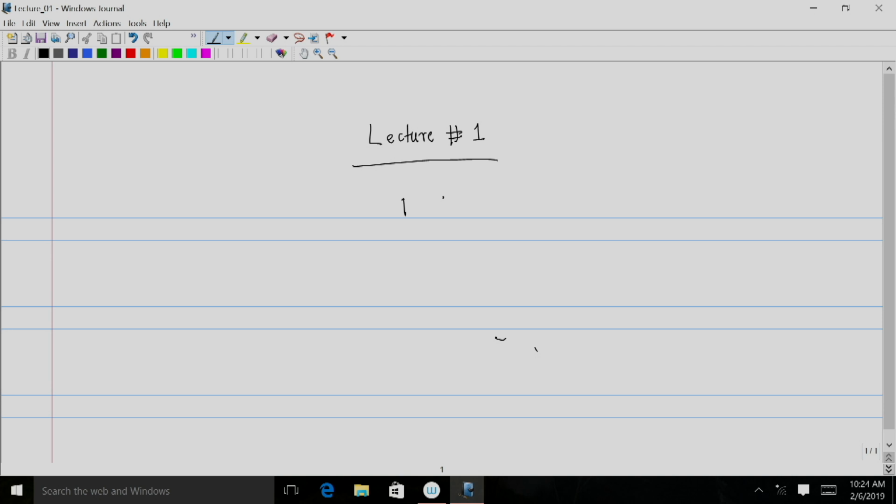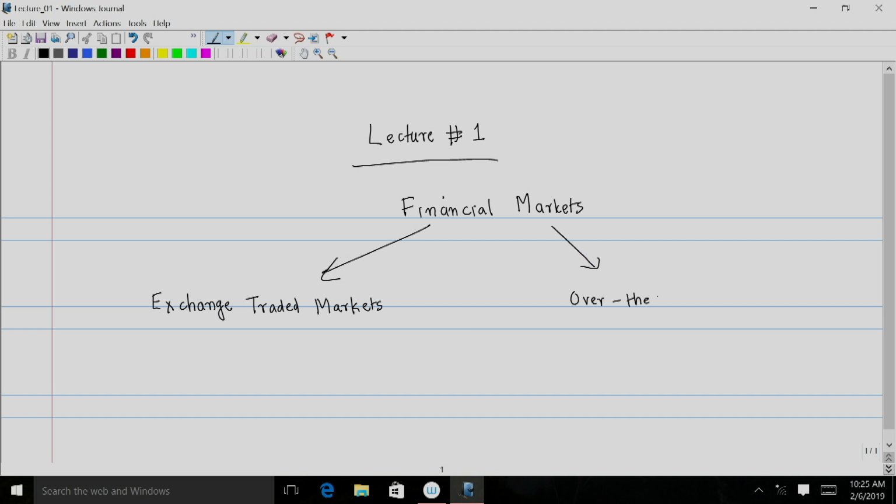So, let us first look at how the financial market actually is set up in most part of the world. So, financial markets can broadly be classified into exchange traded markets and over the counter markets. So, let us just go through briefly what each of these two markets actually constitute.